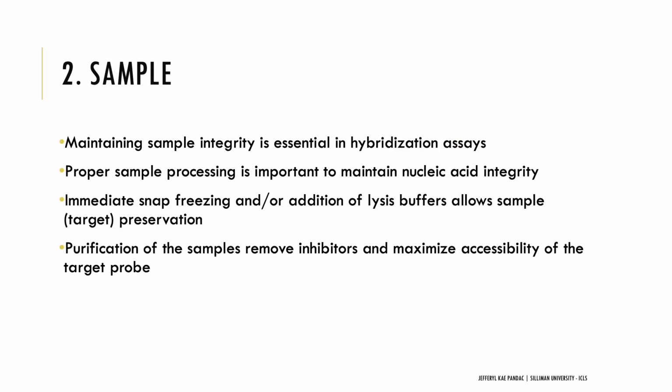Another basic component of the hybridization assay is the sample. This can either be an unknown DNA or RNA. Since we take advantage of the reversible and sequence-specific binding of the two strands of nucleic acids, it is important that we have an intact sample at the beginning of the hybridization assay. This is the reason why maintaining sample integrity is of vital importance in nucleic acid hybridization assays. This can be done by employing proper and standardized sample processing techniques. An example of this would be the immediate snap freezing and/or the addition of lysis buffers to preserve the target.